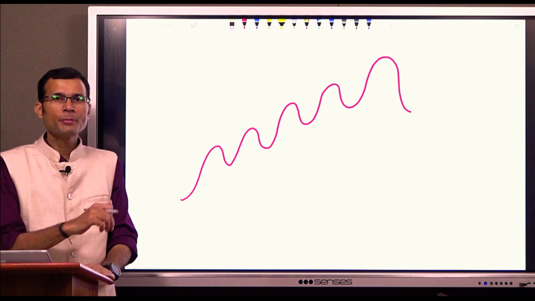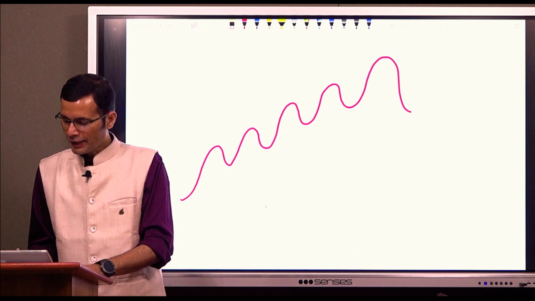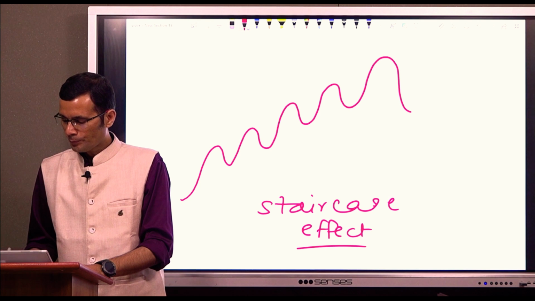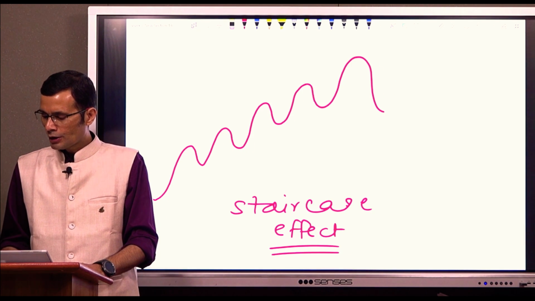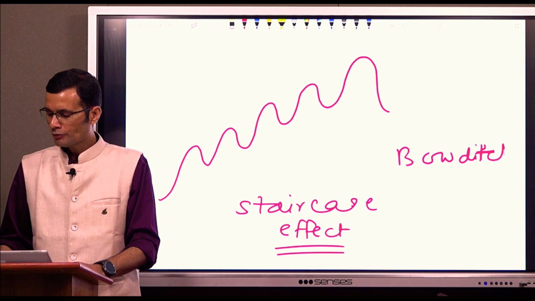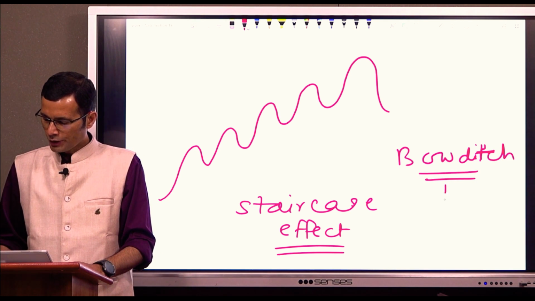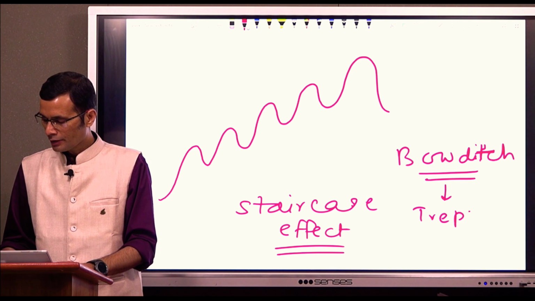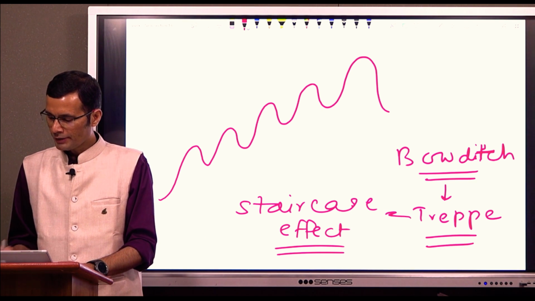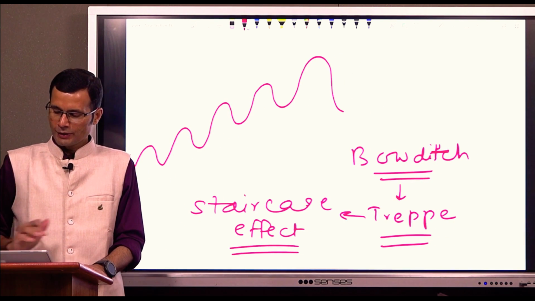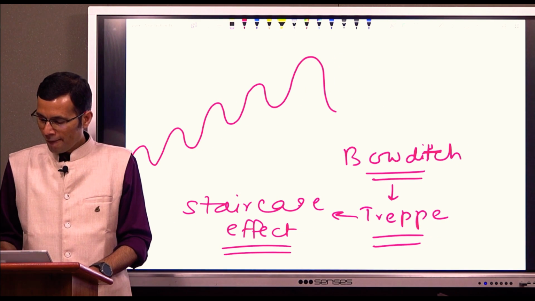Now, this has been described as the staircase effect. This term was put forward by Bowditch, and in German it was called Treppe, and Treppe means staircase. So this is called the staircase effect.